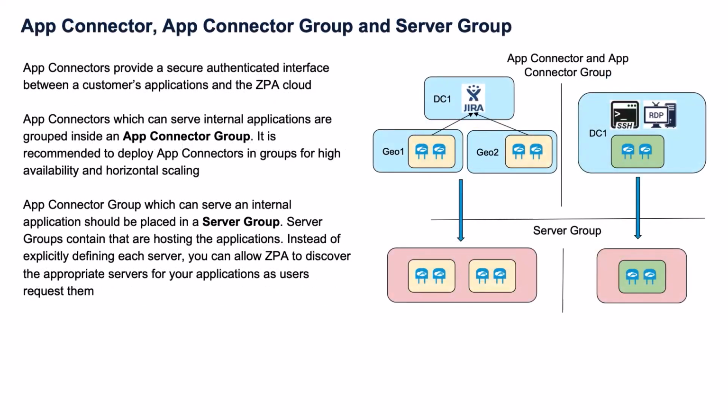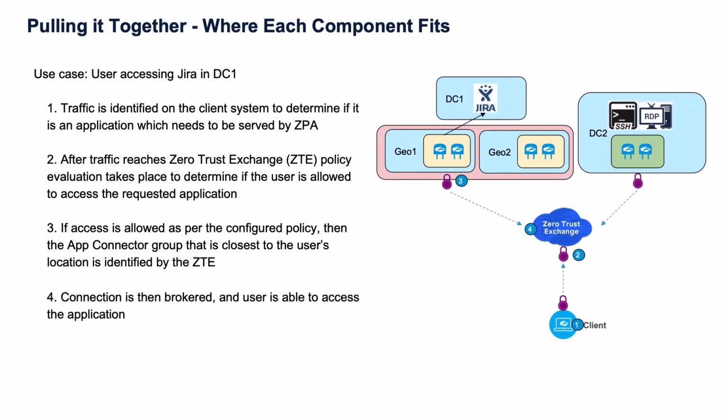Once we have that application segment defined, that application segment is associated, because of its definition, with those server groups, and the server group is associated with the app connector group. Where do all those components fit?